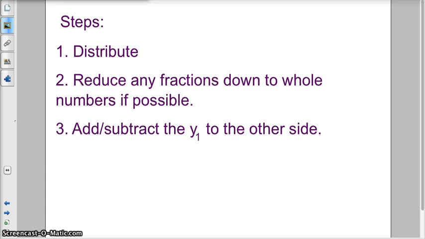Okay, so here are the steps that we're going to take. We're going to 1, distribute, 2, reduce any fractions down to whole numbers if possible, and 3, add or subtract the y sub 1 to the other side. So jot these steps down so that you have them ready to go.